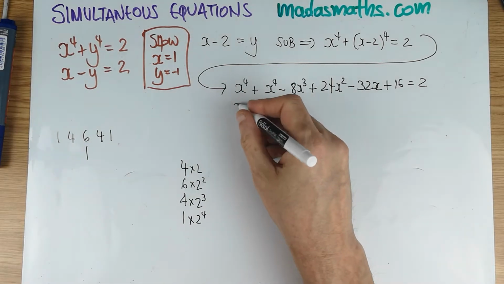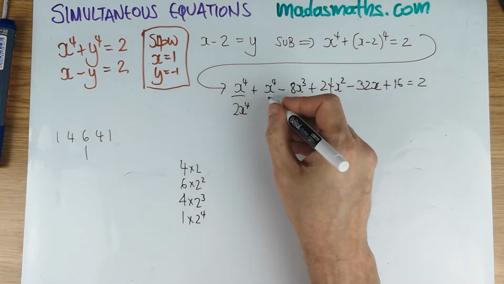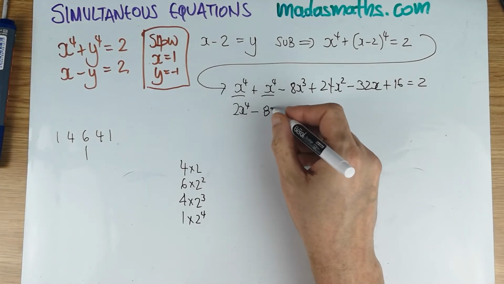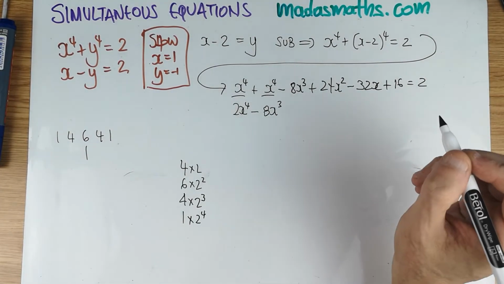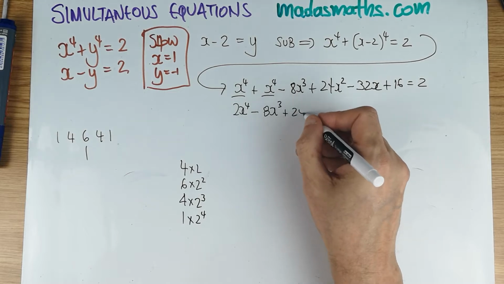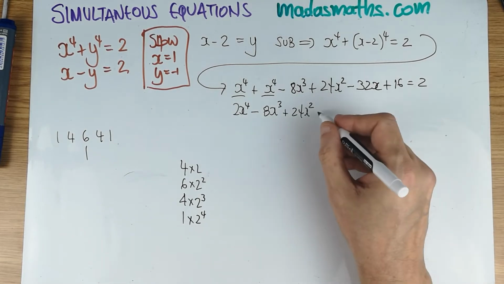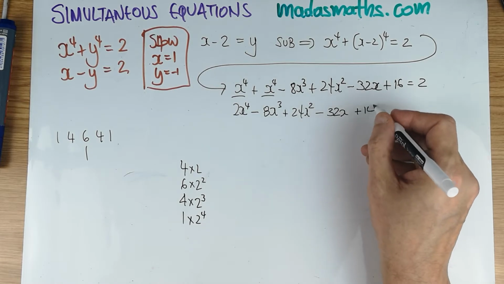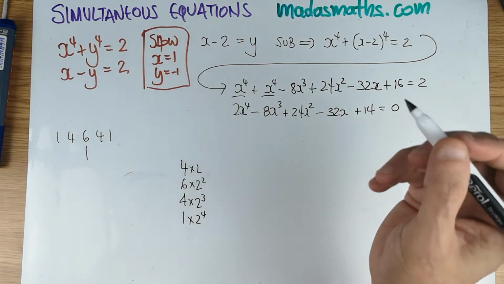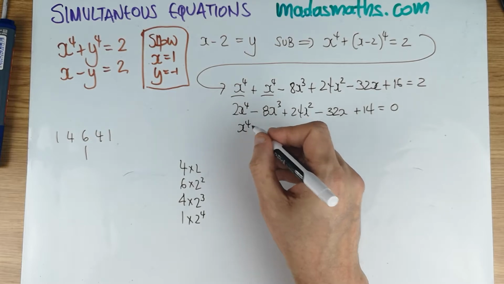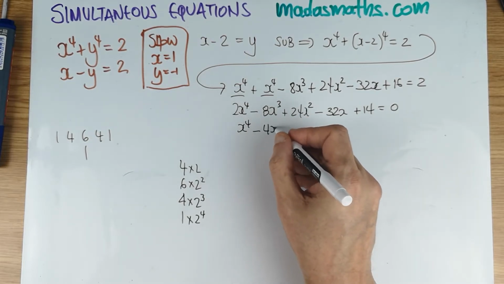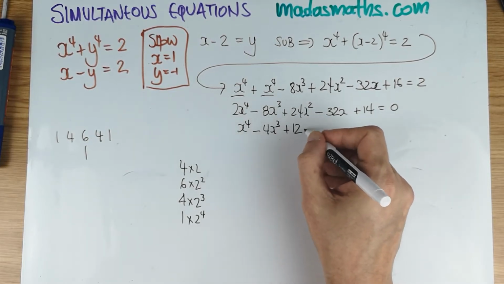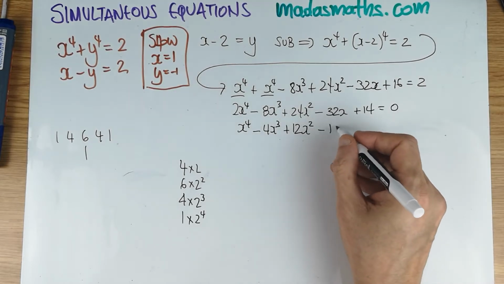Okay, 2x to the 4 minus 8x cubed plus 24x squared minus 32x plus 14 is equal to 0. Half it. So at the moment it's looking fairly standard what we're doing.